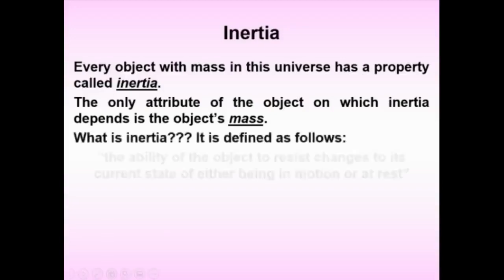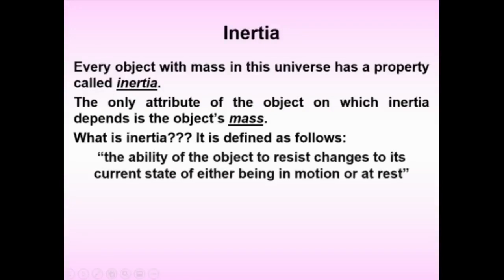What is inertia? It is defined as follows. It is the ability of the object to resist changes to its current state of either being in motion or at rest.